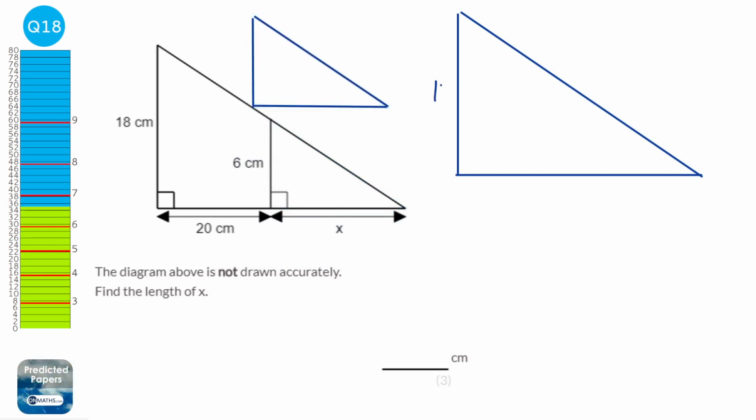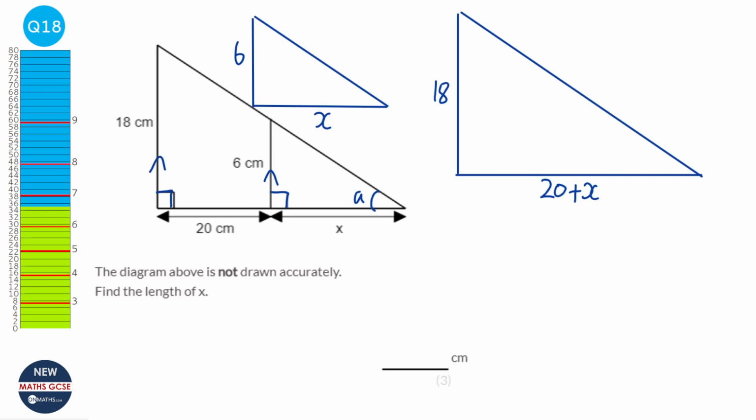And we can label the sides of them as 18. Now this long length would be 20 plus x, 20 centimeters plus x. Then we've got 6 here and we've got x here. Now the two triangles are similar because the sides here, we know they are parallel because they are right angles. And they share an angle here, which we can label as A. And so they are definitely similar, which means that one is an enlargement of the other.